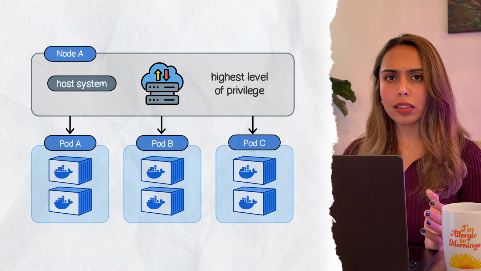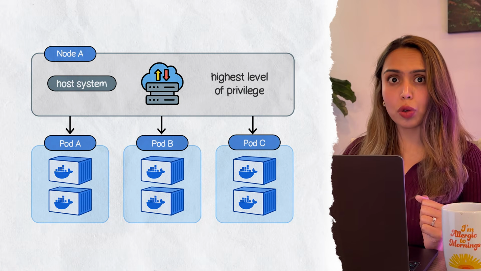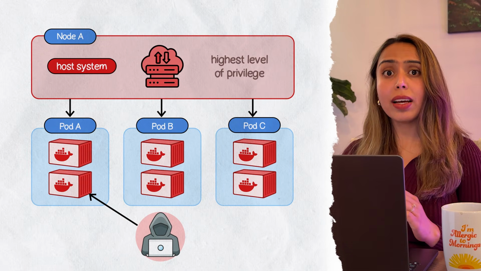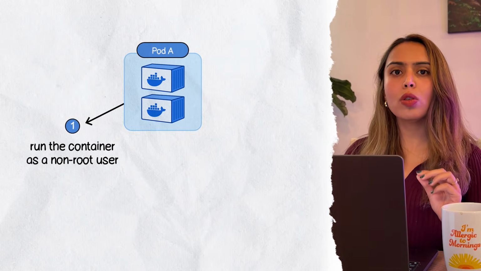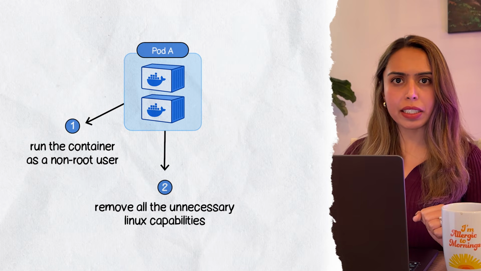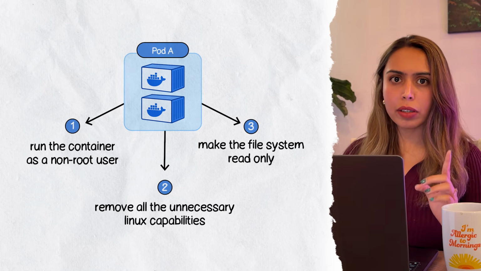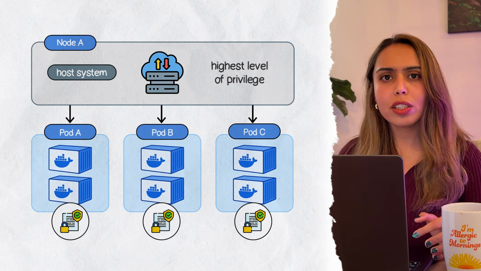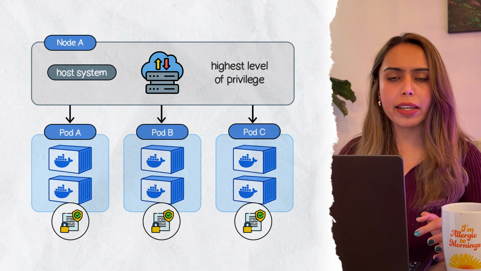When a container starts, by default, it runs as root. This means if someone compromises your container, they are already running with the highest level of privilege. Now, you can reduce that risk with a few simple settings. First, run the container as a non-root user. Second, remove all the unnecessary Linux capabilities. And third, make the file system read-only. Then enforce these policies across every pod so that insecure workloads never get deployed in the first place.